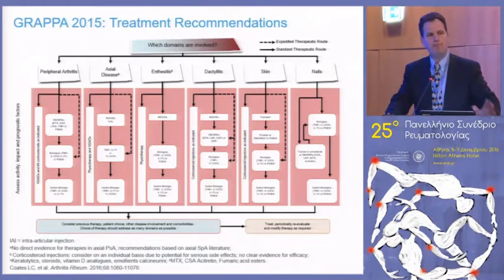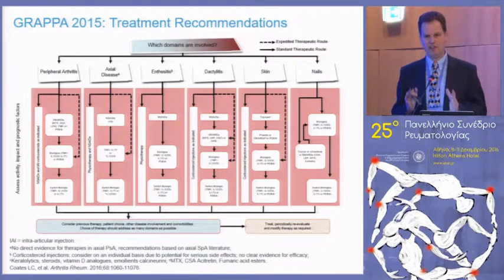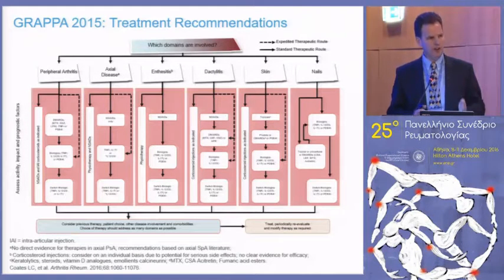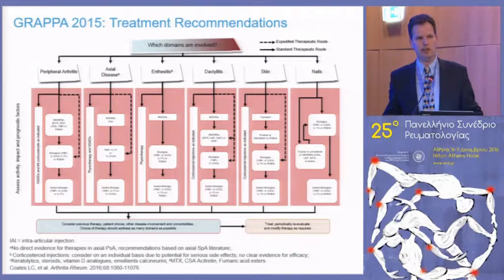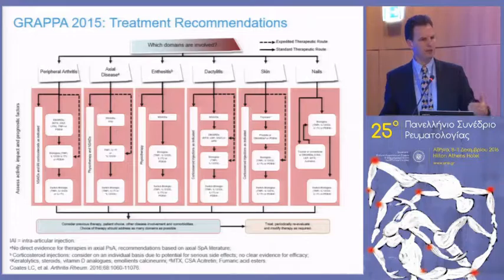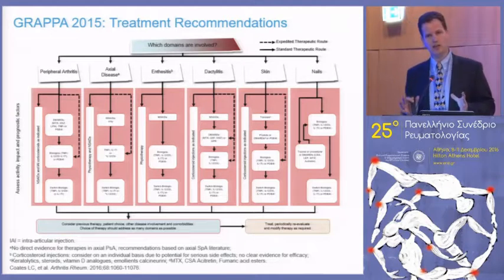Now, the major difference between GRAPPA and EULAR is that GRAPPA has accepted the principle that different tissue presentations probably need a different response. And I must say, I quite like these new GRAPPA guidelines. They appeal to me. I think the authors have done a really good job. I like the EULAR guidelines as well. But I think what the GRAPPA guideline has done that's maybe a little different is to separate tissues.